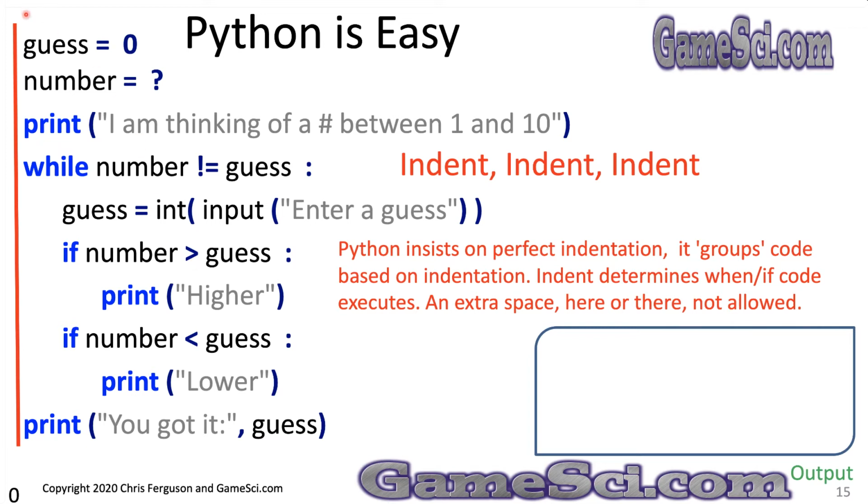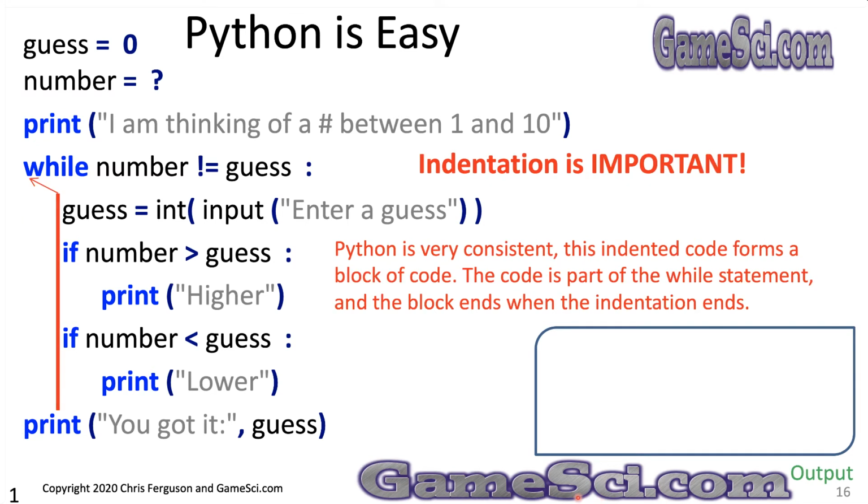I drew this vertical line here to show you that this line and this line and this line and this line and even this line down here are all indented to the same amount. That is significant to Python. If it's not indented to the same amount, it is not part of the group. Indentation is important. Python is very consistent. This indented code forms a block of code. The code is part of the while statement, and the block ends when the indentation ends.